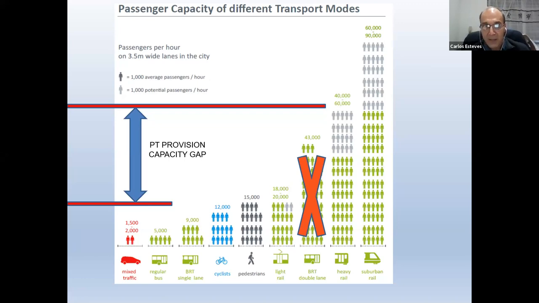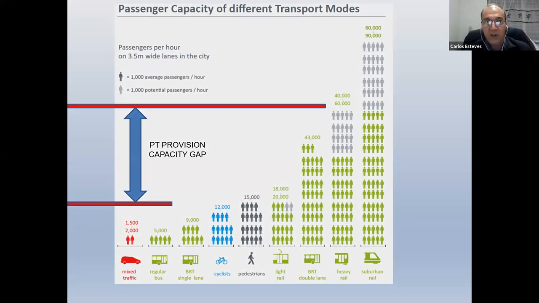But in light of that, the decision was to take it to a new type of facility. And the whole BRT started, and the BRT, as you can see over here, sits at around 40,000, which significantly closes the gap between the bus mode and the light rail and the heavy rail modes, which have the 40, 50, 60,000 capacity.